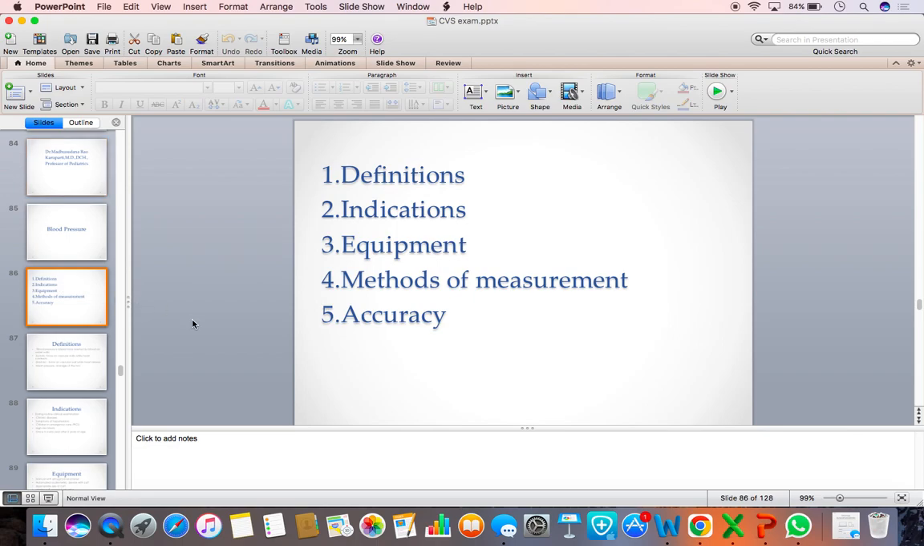We touch upon the definitions, indications, the equipment that is used, the various methods of measurement, and the accuracy, the factors which the accuracy of the reading depends on.